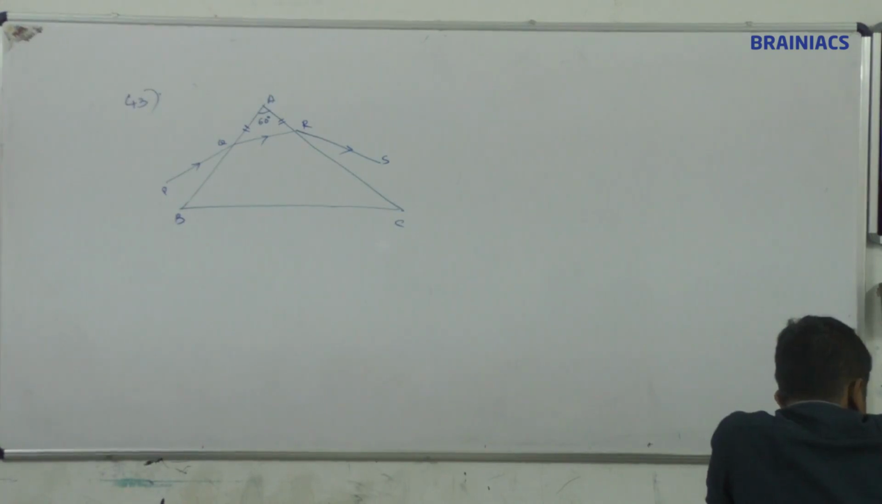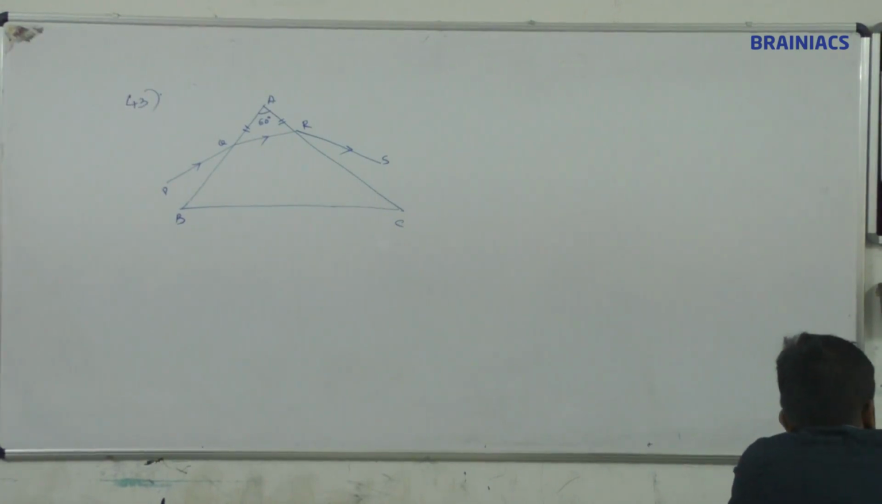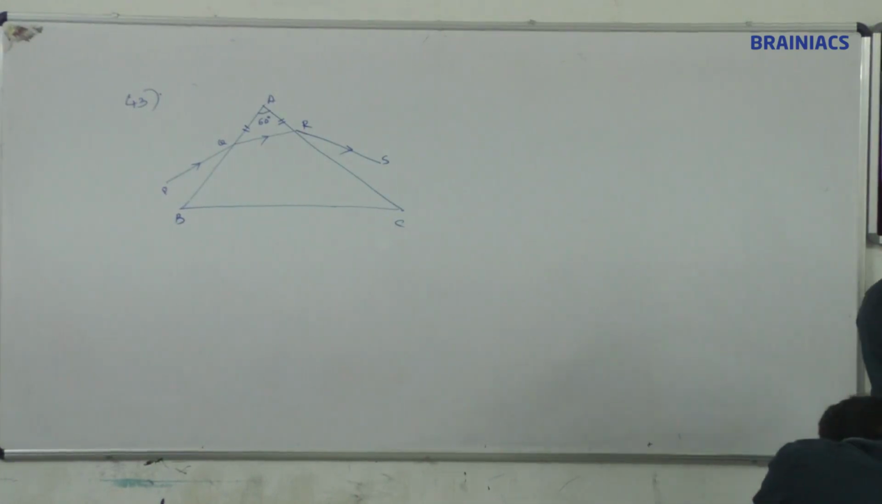No. Refraction is 60 degree means emergence is also 60 degree. Refraction is equal to emergence. Correct? Refraction and emergence equal. This refraction angle is called emergence. So emergence is also 60 degree. So that is the formula. The answer is 60 degrees.